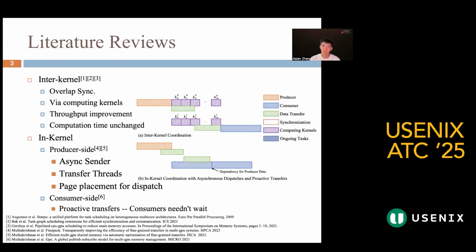So to go deeper, more fine-grained optimizations have been exploited within the kernels themselves. This is called in-kernel. These in-kernel strategies allow asynchronous data transfer without stopping the kernel execution. A lot of these works focus on the producer side, including scheduling additional transfer threads or employing page placement to dispatch data earlier. On the consumer side, there's an interesting solution called GPS, which basically assumes that producer data will be ready ahead of time and pushes it to the consumer proactively.